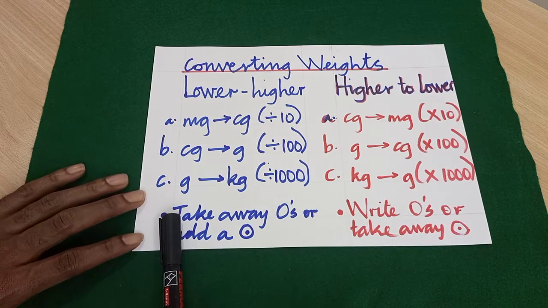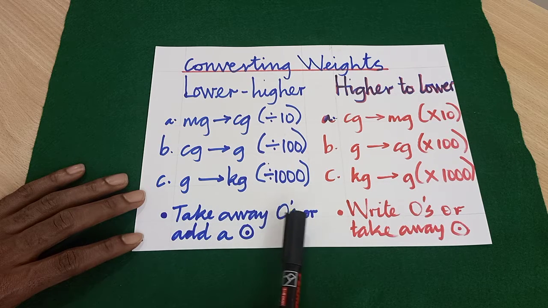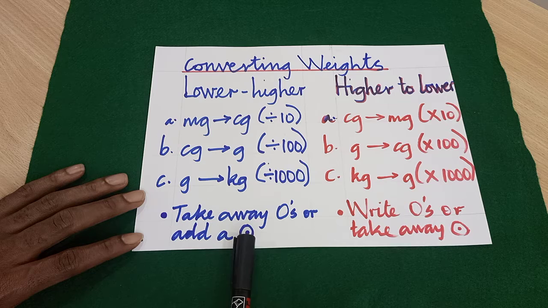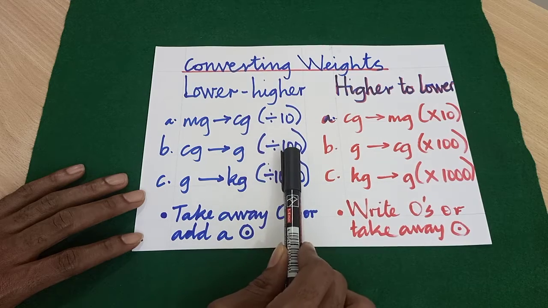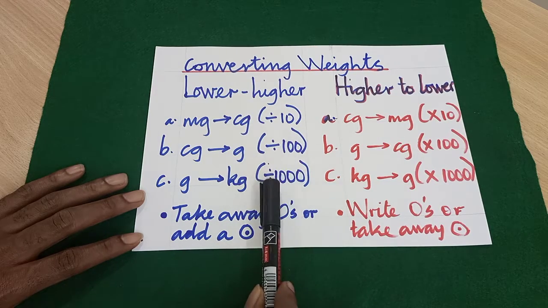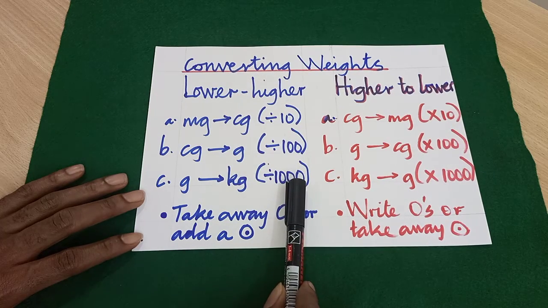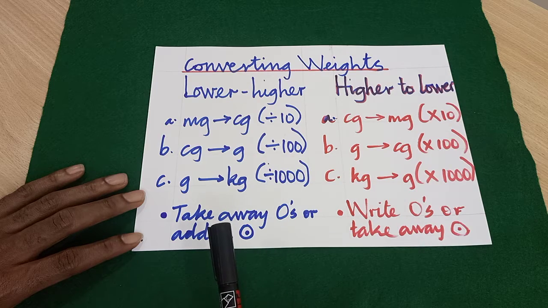Now, what does it mean to divide by a multiple of 10? You take away zeros or you add a decimal point. If you are dividing by 10, you take away 1 zero. If you are dividing by 100, you take away 2 zeros. And if you are dividing by 1000, you take away 3 zeros. Now, if there is no zero to take away, then you introduce your point.